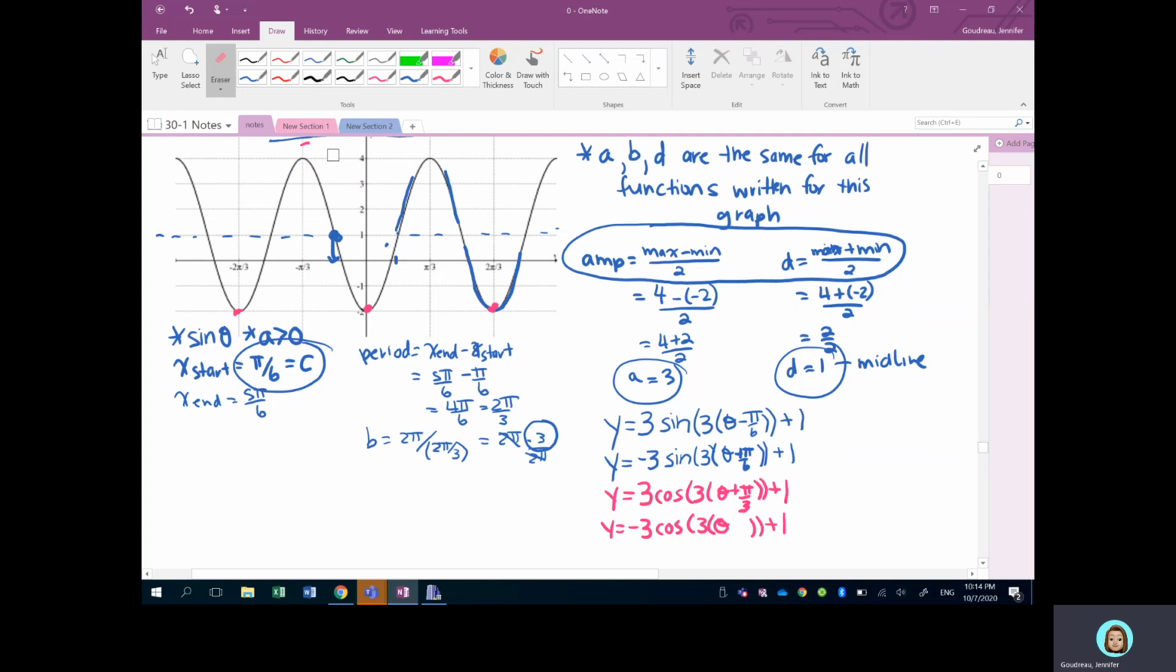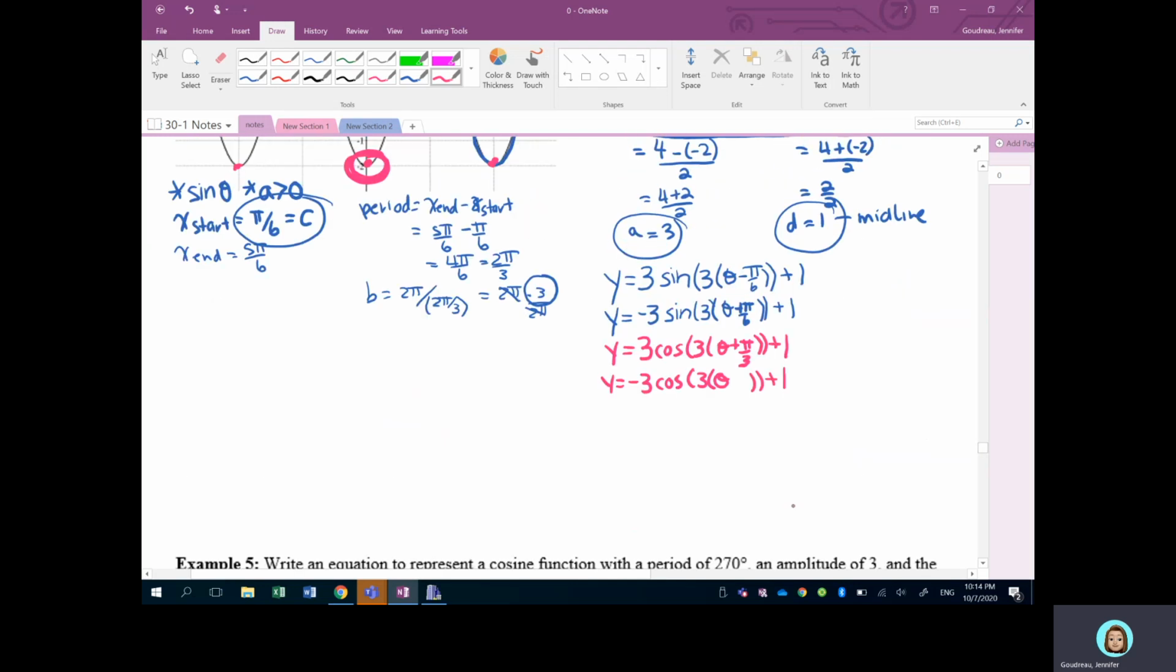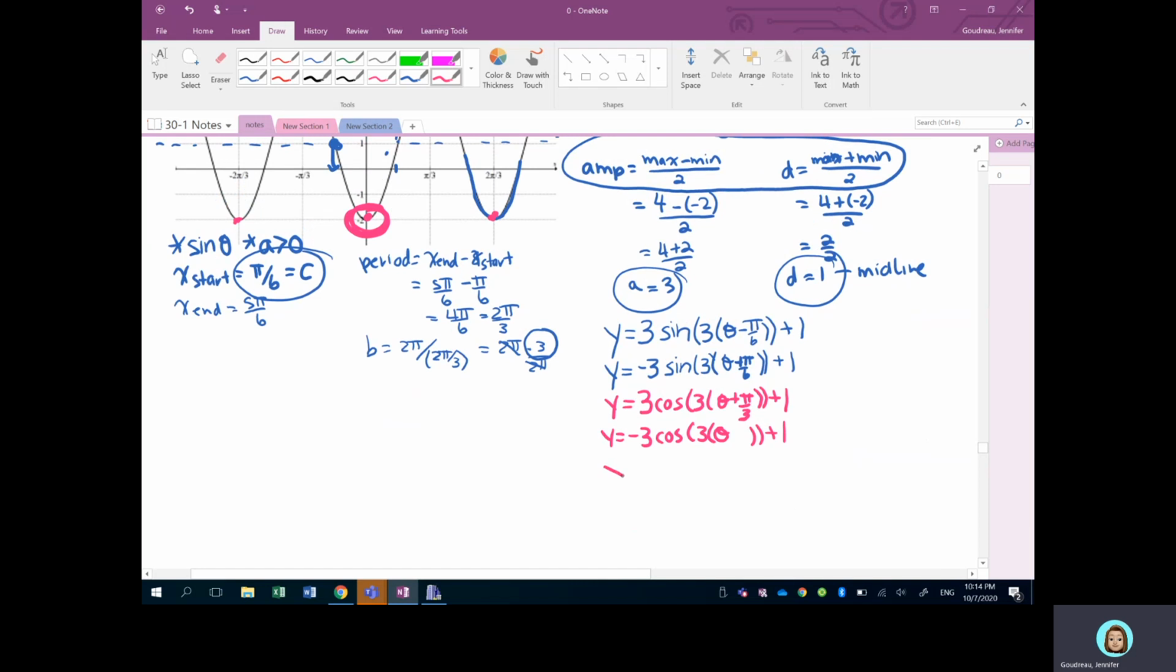Which one are we going to pick? We're going to pick the one that's closest to the y-axis. We have one that's right on the y-axis. What does that mean? That means it has not been shifted. So we don't have a C value. So we can put plus 0 there or just leave it as 3 theta. So we could even just clean this one up a little bit and we can write it as y equals negative 3 cosine 3 theta plus 1.